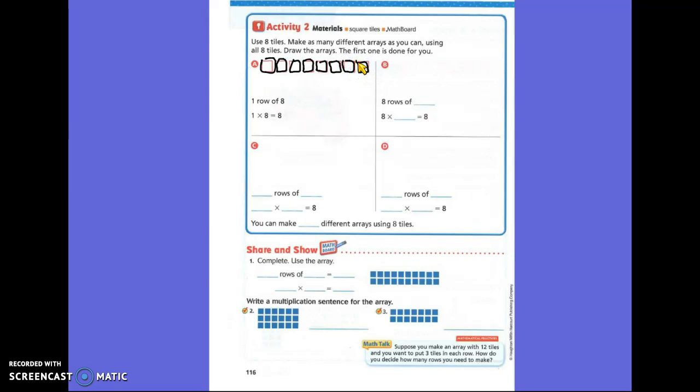How many rows are there? 1 row, and how many are in each row? 8. So it's 1 times 8, and 1 times 8 equals 8. Now, this one, they're giving you a hint. They're saying you need to make 8 rows. So, let's make 8 rows.